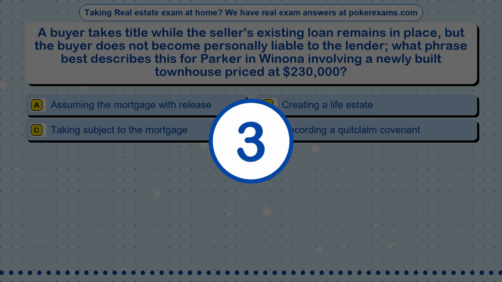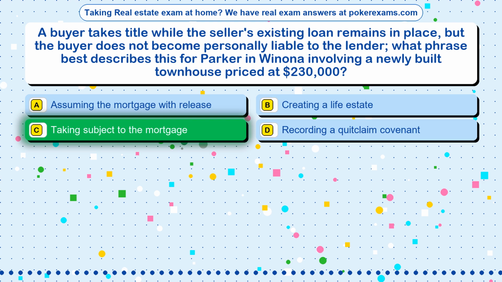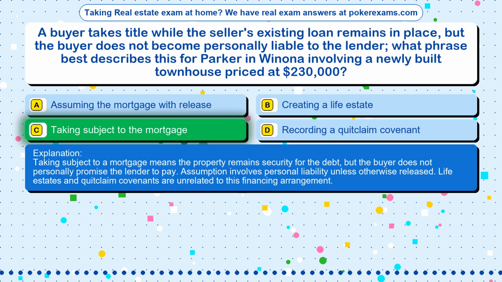The correct answer is option C. Taking subject to the mortgage. Taking subject to a mortgage means the property remains security for the debt, but the buyer does not personally promise the lender to pay. Assumption involves personal liability unless otherwise released. Life estates and quitclaim covenants are unrelated to this financing arrangement.